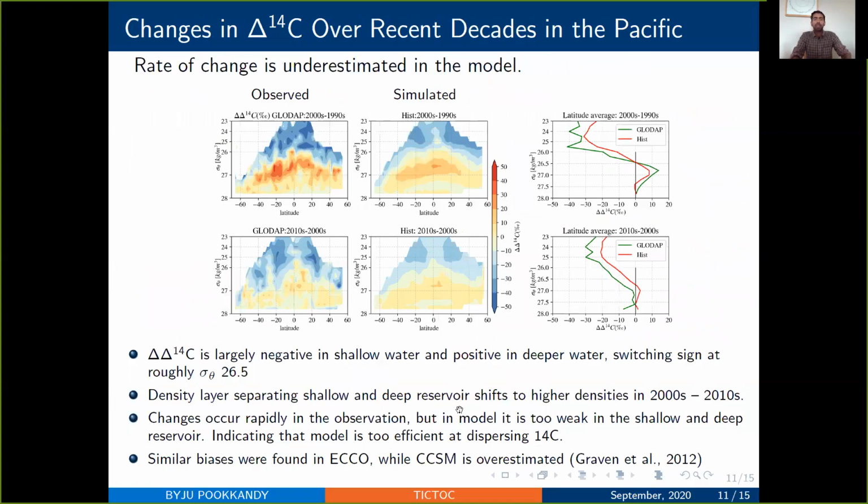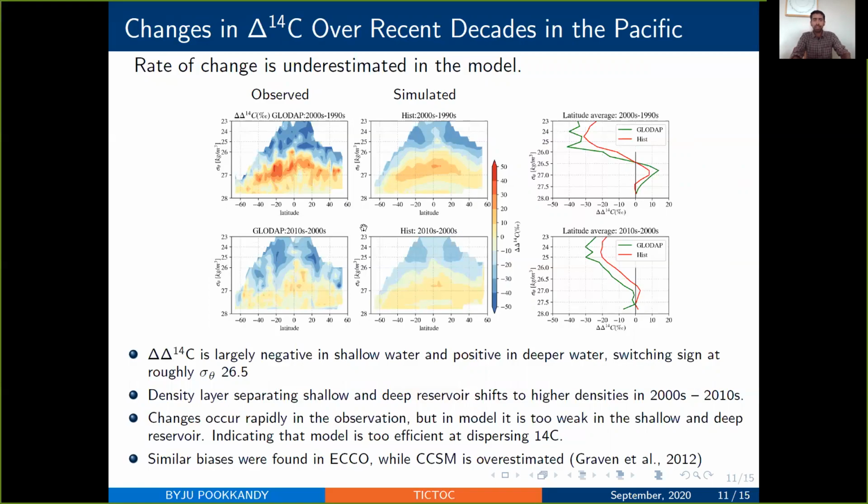Now, it is worth noting the change in delta C14 over the recent decades, because the difference in transport between the model and the real ocean yields strong differences in the distribution of delta C14 in the ocean interior, especially when considering the changes in delta C14 in the last three decades. Since we have observation records in the 1990s, 2000s, and 2010s, we can compare the rate of change of delta C14 over the decades. Here I show the decadal changes, 2000s minus 1990s and 2010s minus 2000s, from the observation and his simulation in the Pacific along 150 west.